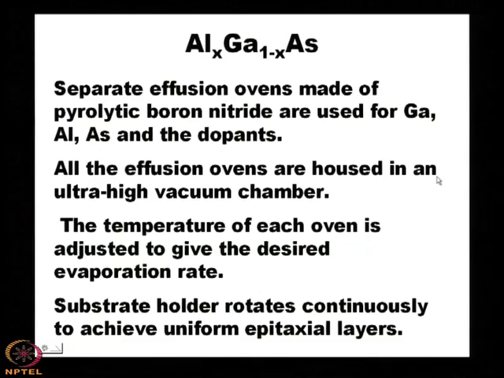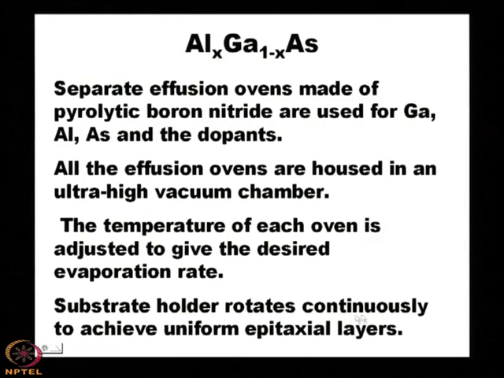All the effusion ovens are housed in an ultra high vacuum chamber that we have seen. The temperature of each oven is adjusted to give the desired evaporation rate, because element to element there will be variation so far as the evaporation rate is concerned. You cannot evaporate gallium using the same temperature which you have used for indium or aluminum. If for aluminum it is T1, then for indium it will be T2, for gallium it will be T3. The substrate holder rotates continuously to achieve uniform epitaxial layers, so that the growth becomes uniform in all directions.